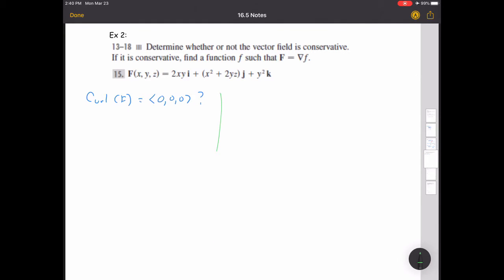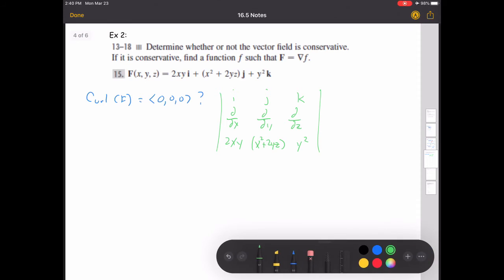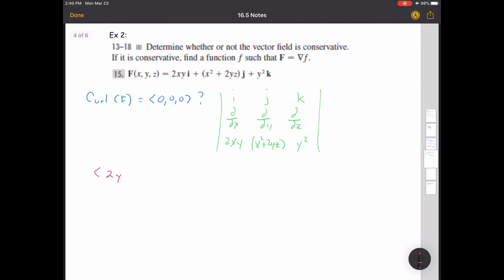So the curl of this thing: i, j, k, d/dx, d/dy, d/dz, and then the x part is going to be 2xy. The y part is x squared plus 2yz, and then y squared is the k component. Okay, so there we go. Let's go ahead and check this thing out and see if it works. All right, eliminating the i row and column, I am going to do d/dy of y squared, that is 2y, minus d/dz of x squared plus 2yz, which is 2y.